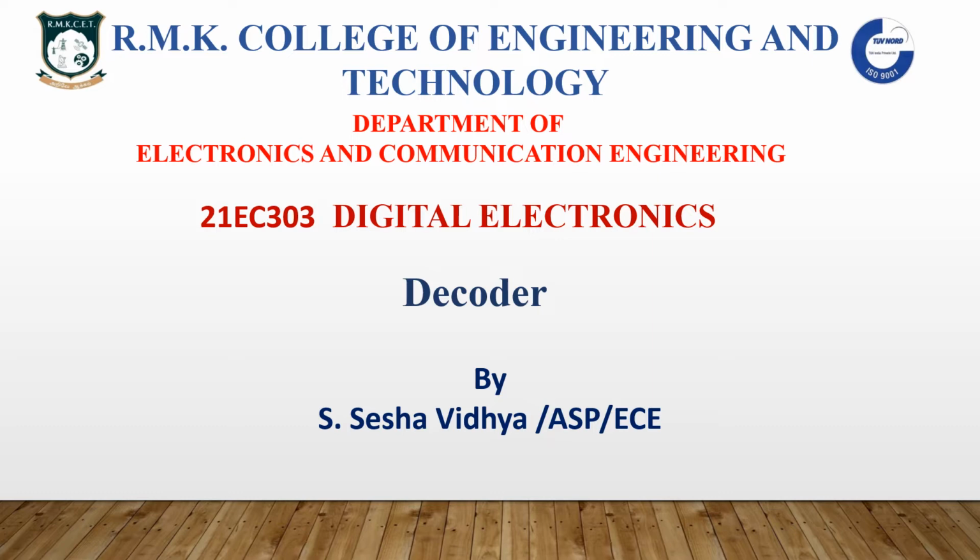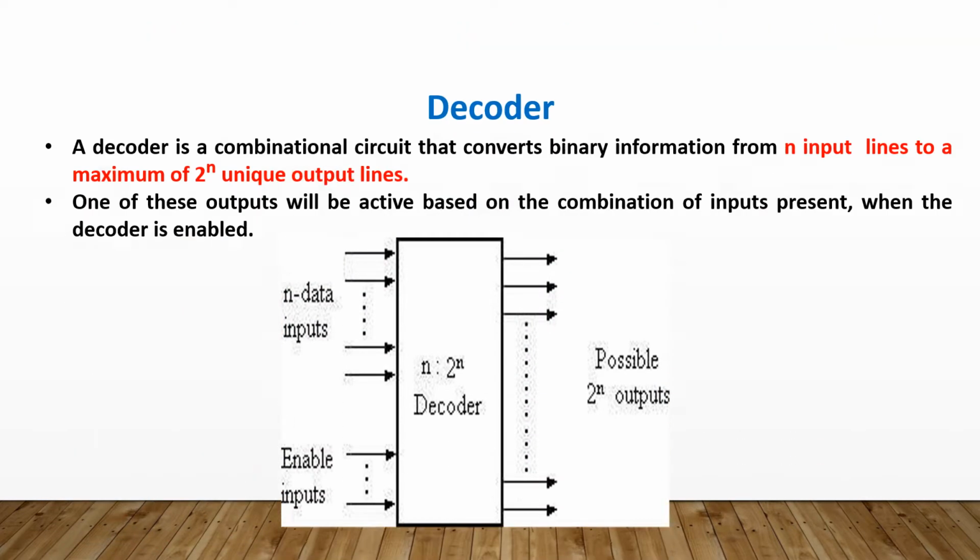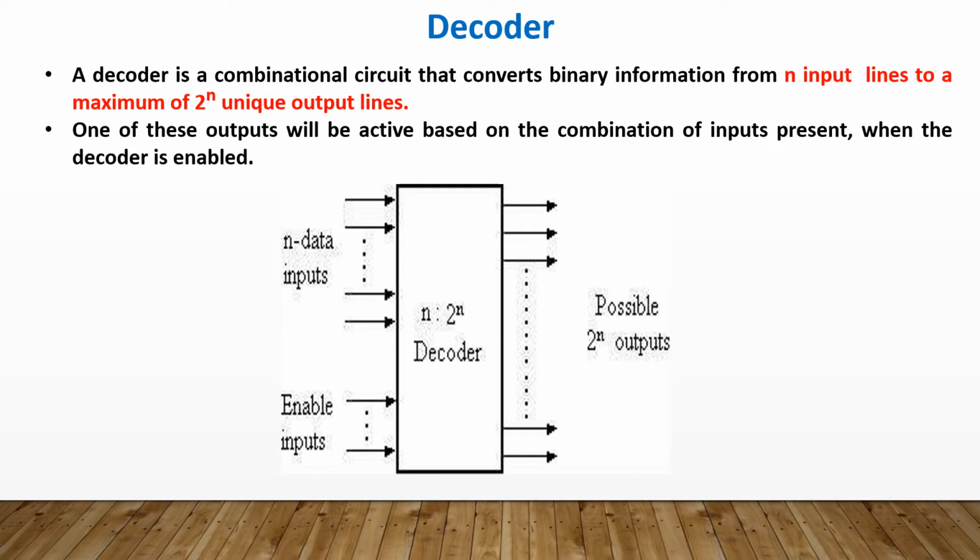So already I discussed multiplexers and demultiplexers, and in continuation, what is a decoder? This decoder is a combinational circuit that converts n binary inputs into a maximum of 2 power n unique output lines. That is, one of these outputs will be active based on the combination of inputs present when the decoder is enabled. And this decoder is interrelated with the demultiplexer circuit.